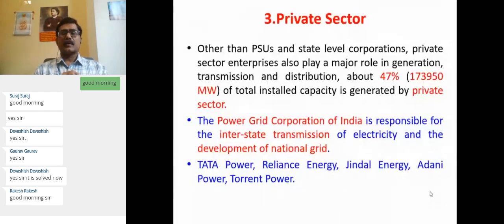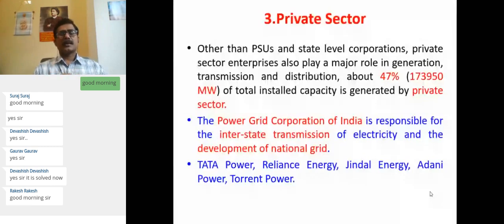So this Power Grid Corporation of India Limited is responsible for interstate transmission of electricity in addition to development of the national grid. So that is involved in making a grid or making a web so that wherever you are producing the excess energy, you can extract that and let it be supplied to some other remote place where there is a scarcity of electricity. Okay, so that role is played by the Power Grid Corporation of India Limited.